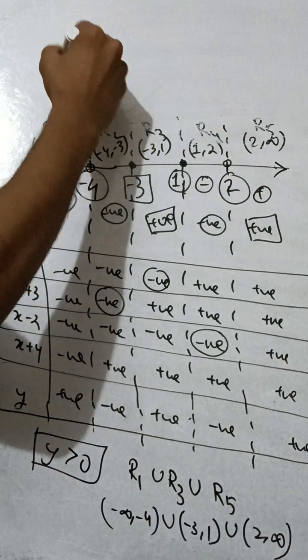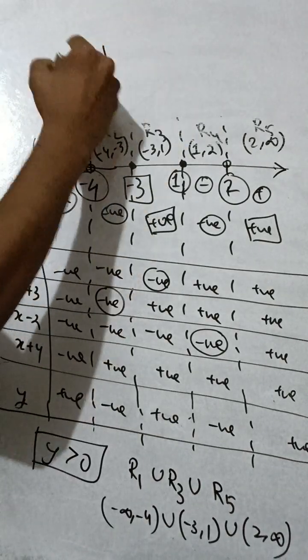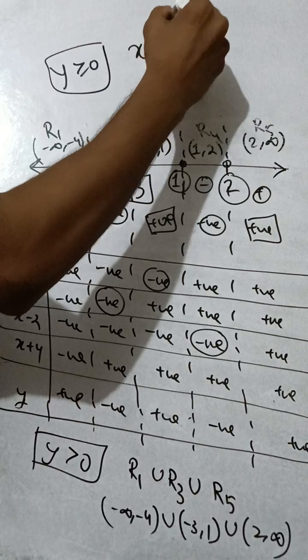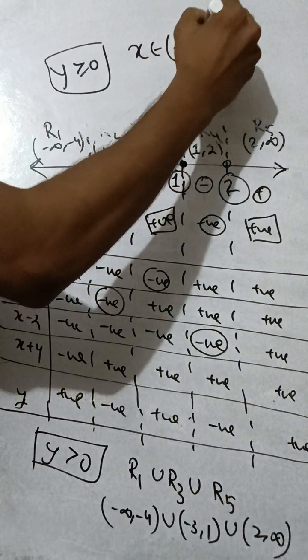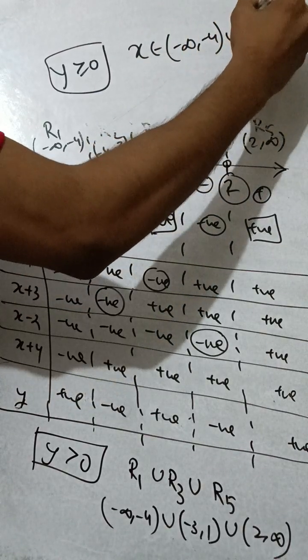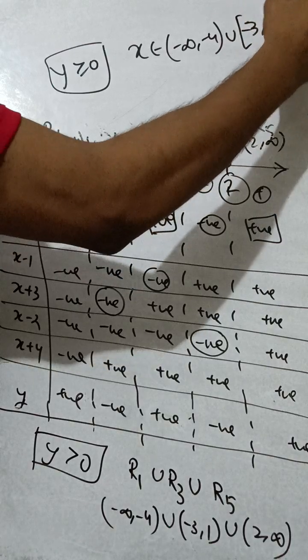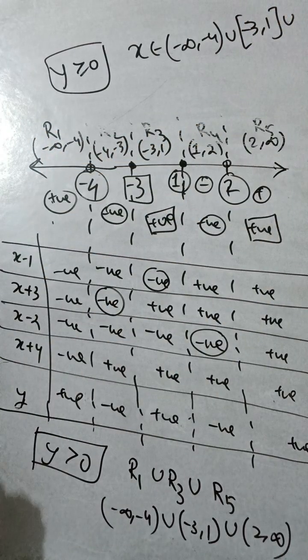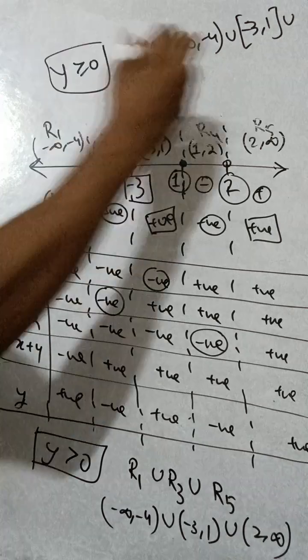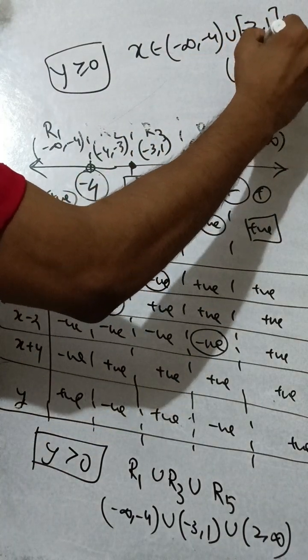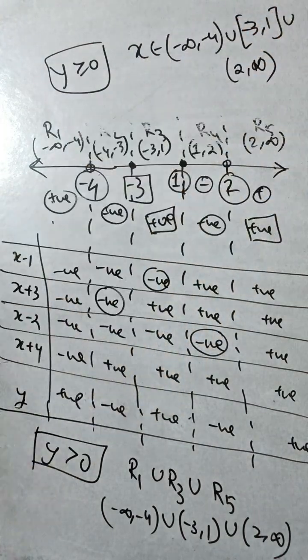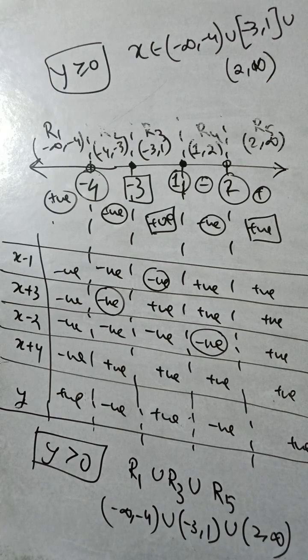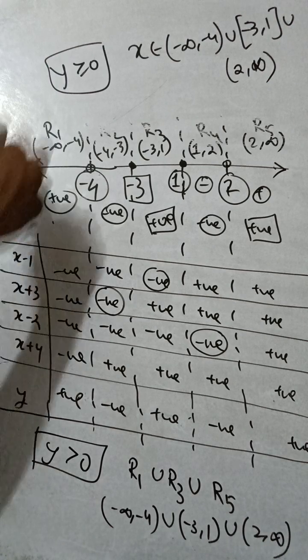So y is greater than or equal to 0 in the region minus infinity to minus 4, union minus 3 to 1, union 2 to infinity, and we will not include 2 and minus 4. Why? Because if we include 2 and minus 4, this expression will become undefined.